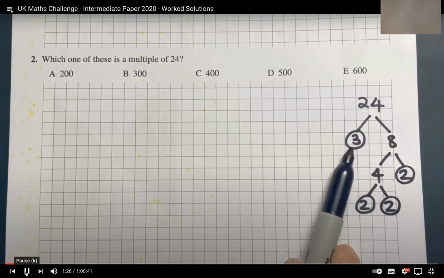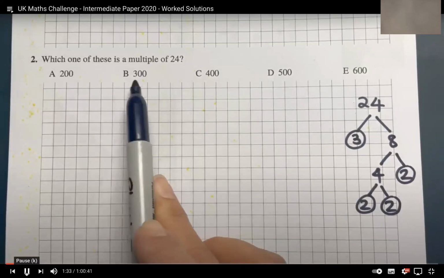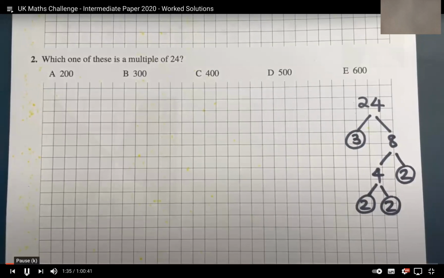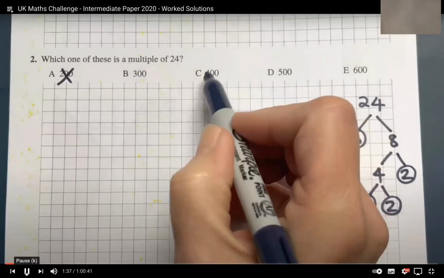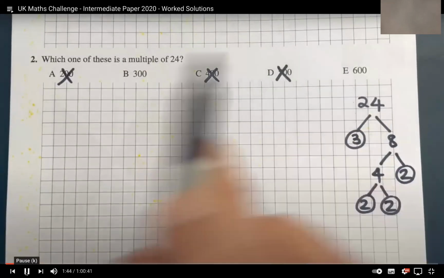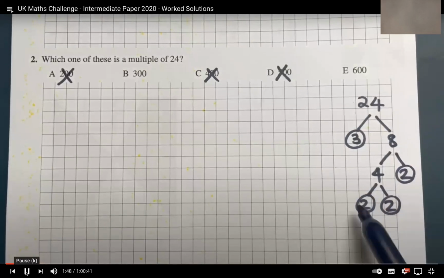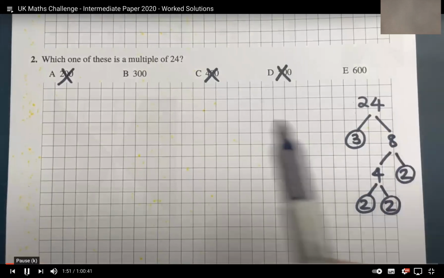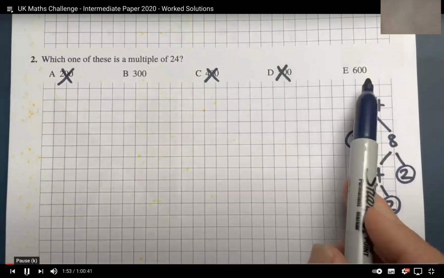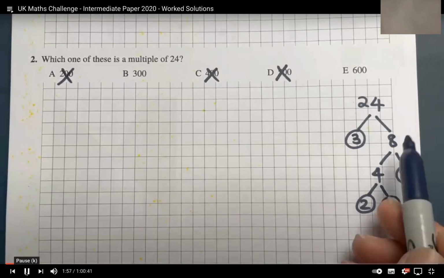Helps to a point, because if we know that it's in the 3 times table, then we know that the digits have to sum to 3 or a multiple of 3. So that eliminates anything where the numbers don't sum to a multiple of 3. So we've now got a choice of 300 or 600. Obviously, my 2's don't help me. So let's have a look at the 8, and we can see if 300 or 600 are multiples of 8.